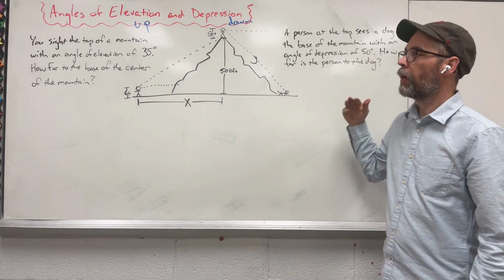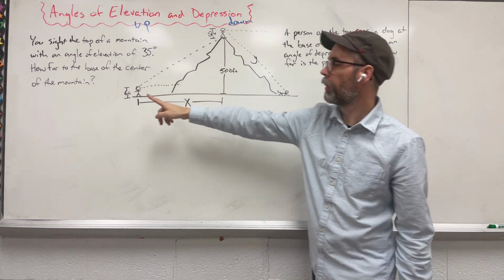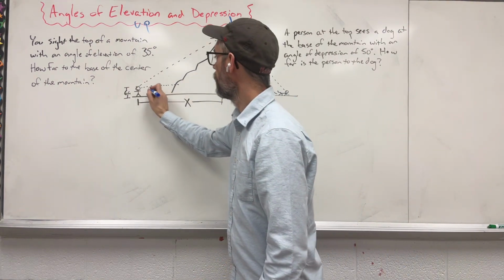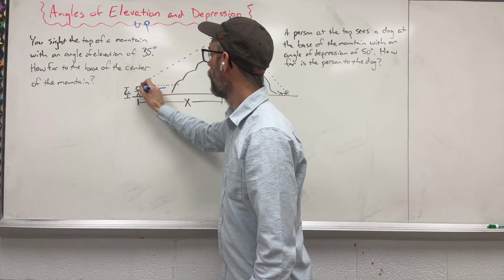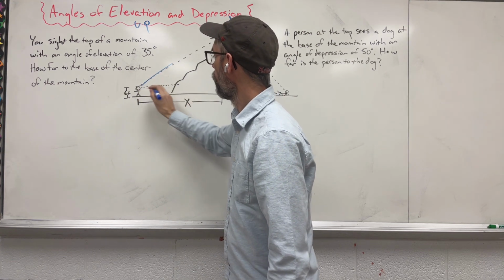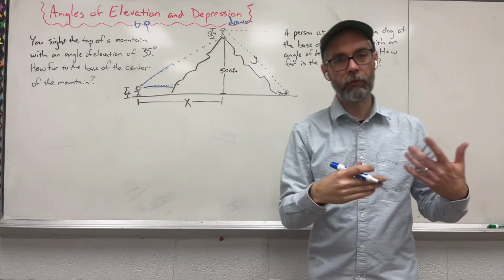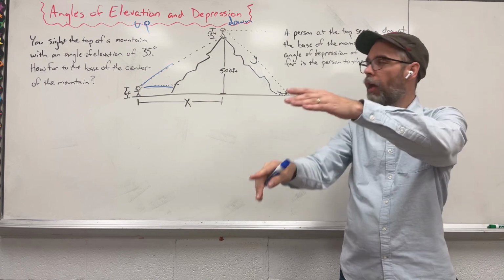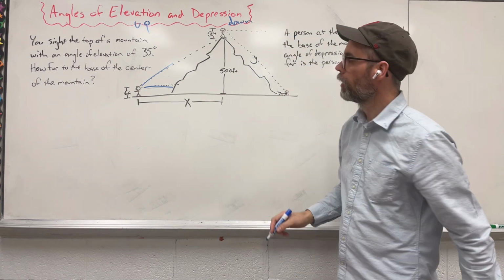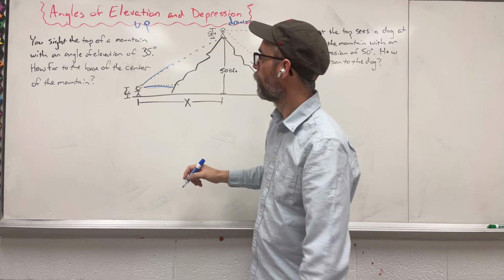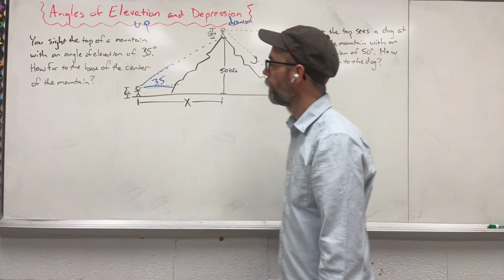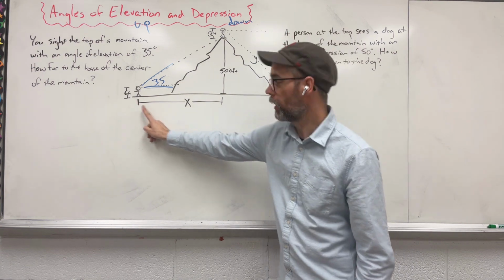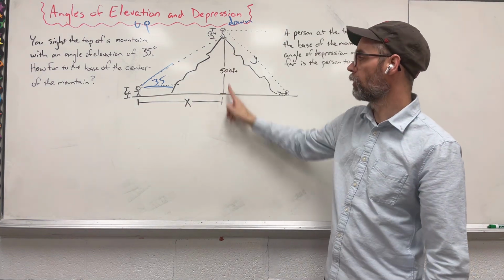So here we have a mountain. On this mountain, let's start over here. You have the sight to the top of the mountain with an angle of elevation. We base that off of two things: the line of sight straight ahead, or the horizontal, and then the line of sight where we're looking upwards in this case. So elevation meaning up. We have 35 degrees in there. We want to figure out how far we're standing from the base of the center of this mountain.